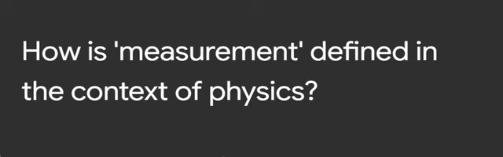How is measurement defined in context of physics? You may expect this as 1 or 2 marks questions.